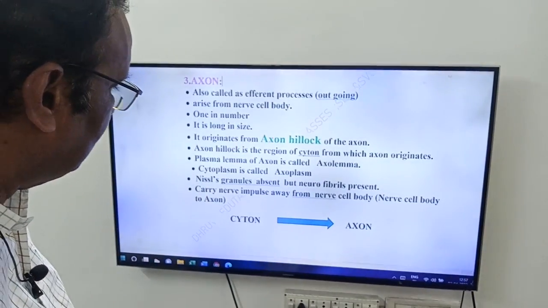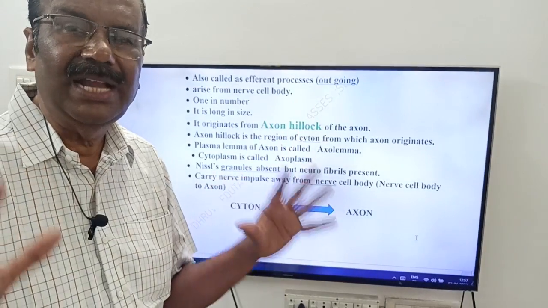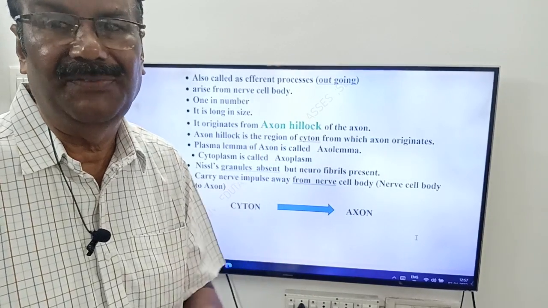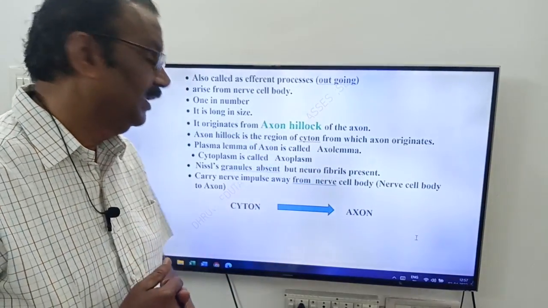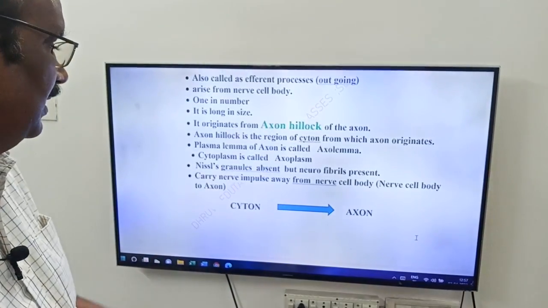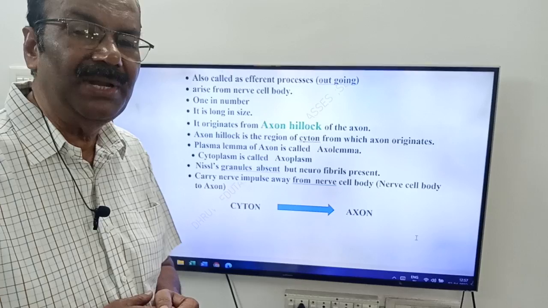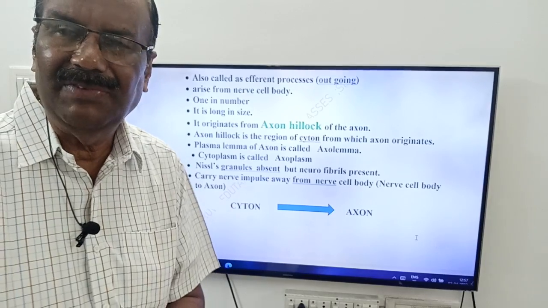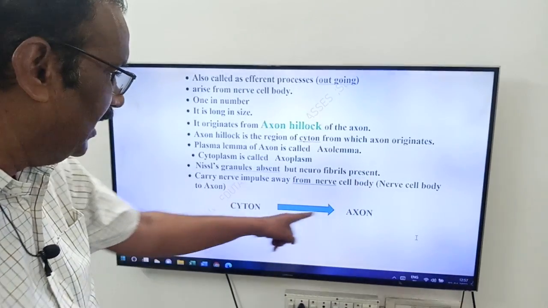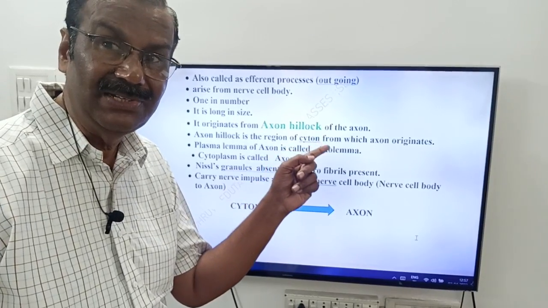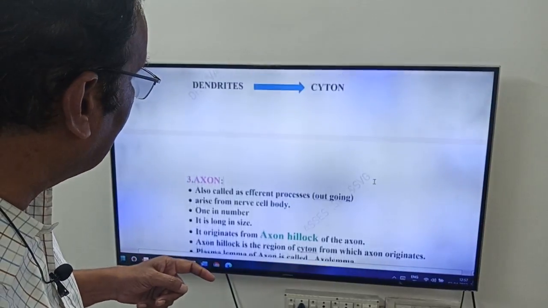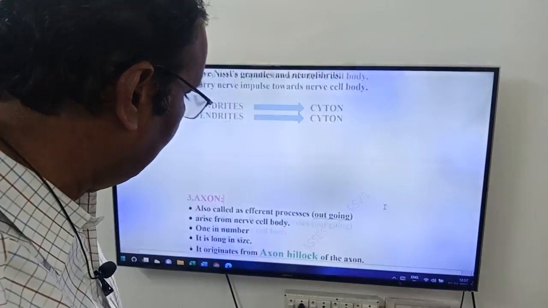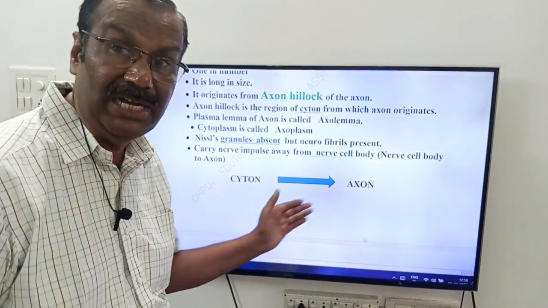Now see, friends, Nissl's granules are absent in the axon. Nissl's granules are present in the dendrite and cyton, but they are absent in the axon. But it has neurofibrils. The axon carries nerve impulse away from the nerve cell body, from the cyton to the axon. Dendrites carry nerve impulse towards the cyton, whereas the axon carries it away from the cyton.